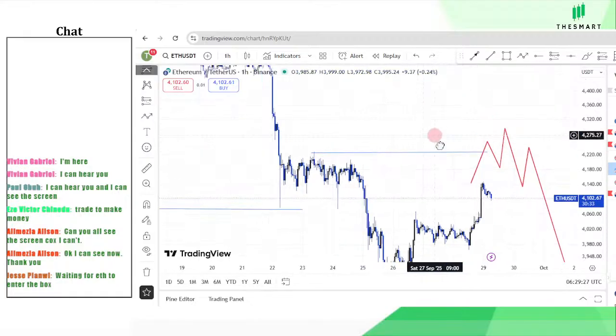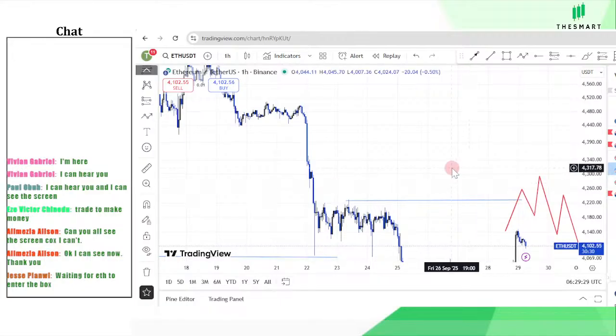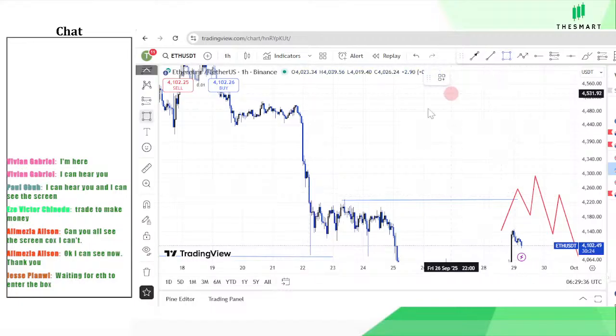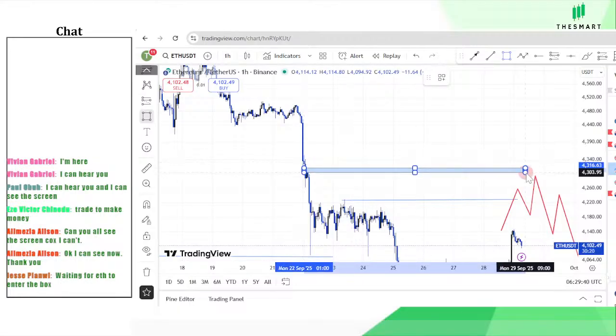So where is the next zone we want to see this price run into? If you look at this point, we have this fair value gap. And at that fair value gap, there is this zone. You have this zone sitting here.